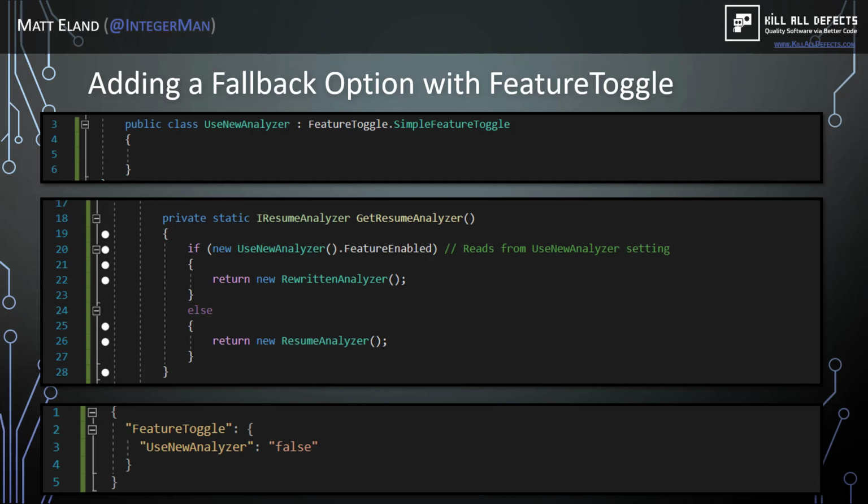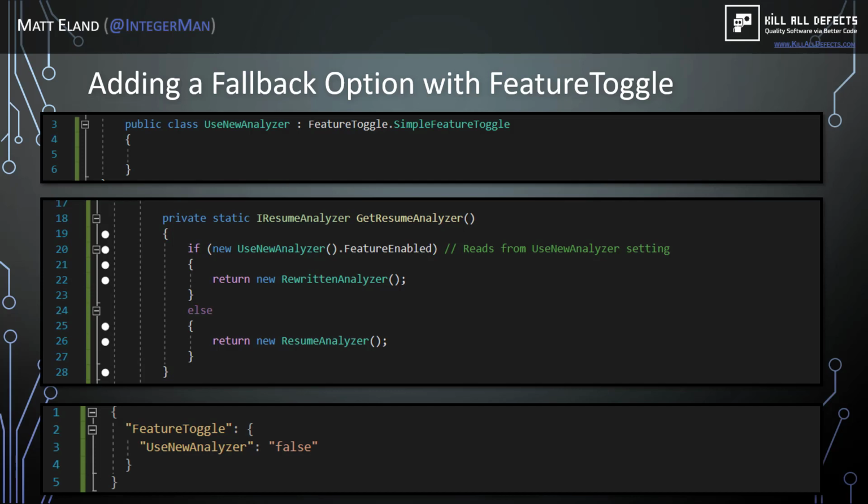So here's the JSON file from .NET Core. We just say feature toggle use new analyzer, and that's the name of our class. And this tells us okay, we're going to use the legacy one here. So feature toggle is very nice. Its syntax is a little weird, but just look at it through the lens of it's designed to make it hard for you to make mistakes, to make silly typos and things like that.